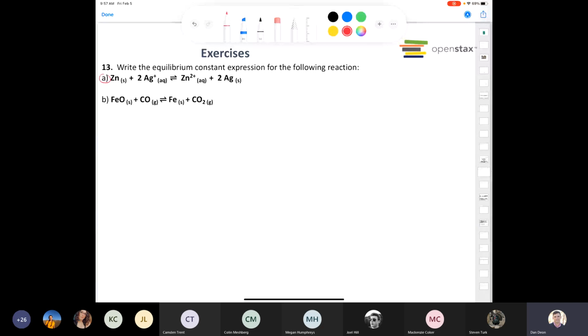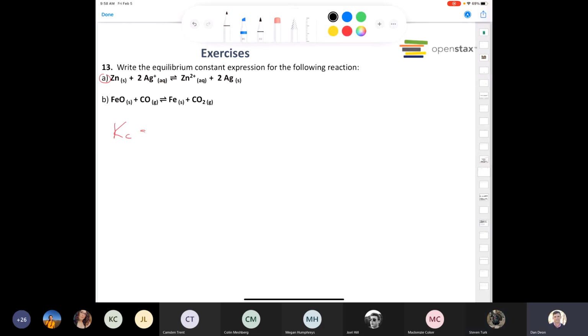Let's start with A. Again, I'm sure that most of you could probably do this even faster than me by now, but let's just walk our way through it. So if we want to write a Kc for A, it's going to be equal to what? Could anybody tell me if there's anything in A that I'm going to leave out? The aqueous solutions? No. The solids. Right. We're going to leave out solids.